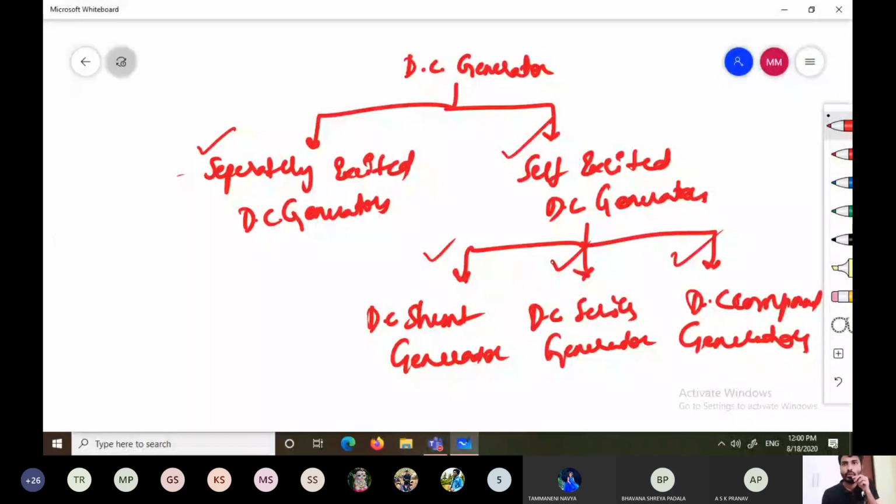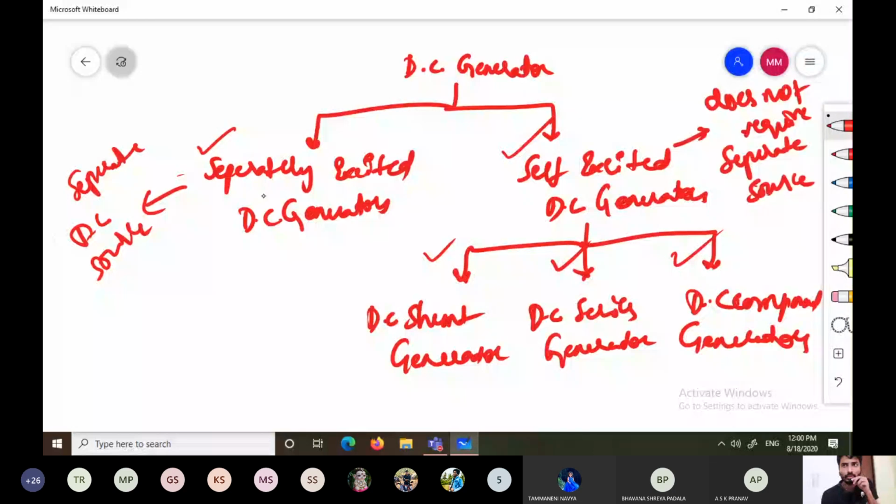Okay. Now we will see about separately excited generators. It requires a separate DC source, so it is very costly. In self-excited, it doesn't require the separate DC source. So that's why this type of separately excited generators are rarely used.